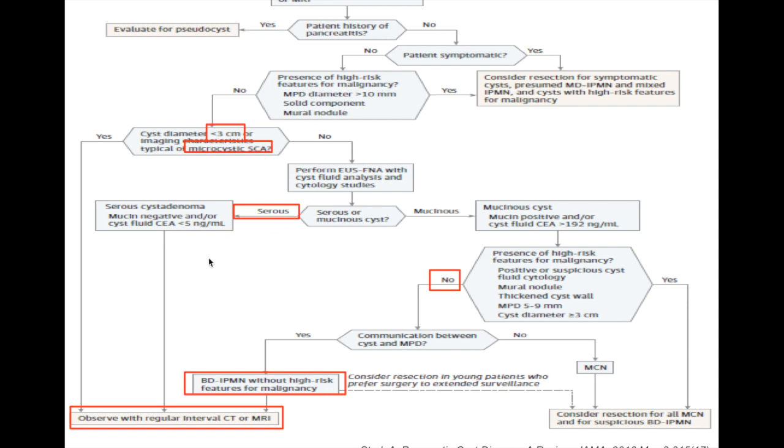And the last thing that will keep you out of the operating room is if you can diagnose a small side branch IPMN without mural nodules and wall thickening and a non-dilated pancreatic duct and benign appearing cytology, this patient you can keep out of the operating room. And the only caveat to this portion of the algorithm is that the patient has to be willing to undergo surveillance rather than surgery. I.e., if you have a 35-year-old with a concerning cyst, they may get sick of having CAT scans or being anxious about their malignant potential for the rest of their lives.